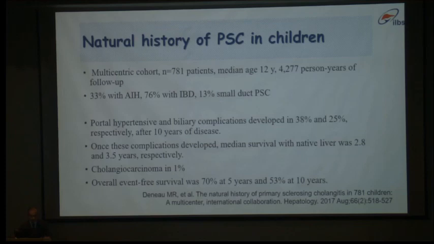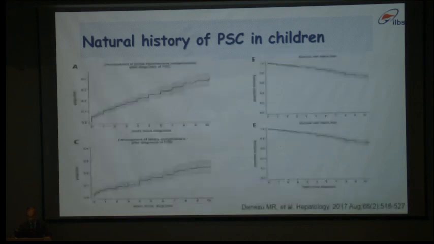It was found that over a 10-year follow-up, portal hypertensive complications were seen in 38% and biliary complications were seen in 25%. After the development of these complications, the median survival with native liver was just 2.8 and 3.5 years. Overall cholangiocarcinoma in the pediatric age group was 1%.